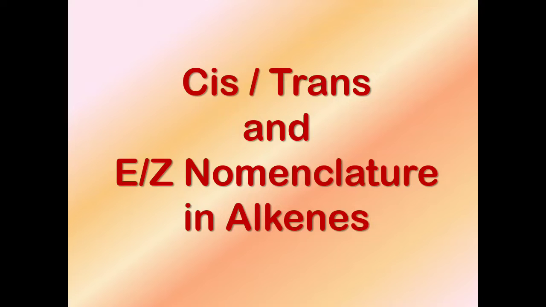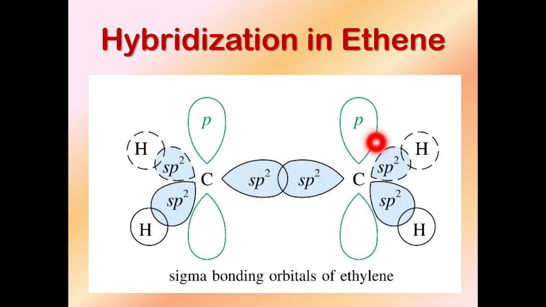So in our today's video, we are going to learn a very important topic, that is nomenclature in alkenes, that is Cis-Trans and EZ nomenclature. So let us first understand how bonding takes place in an ethene molecule, that is, a carbon-carbon single bond or sigma bond is formed first, and then how a pi bond is formed.